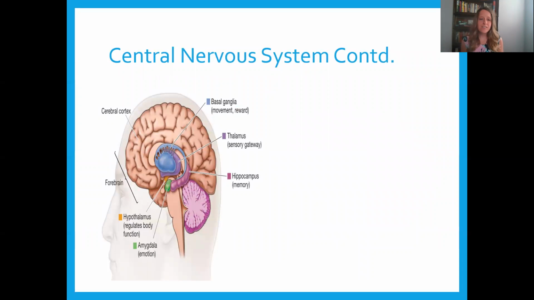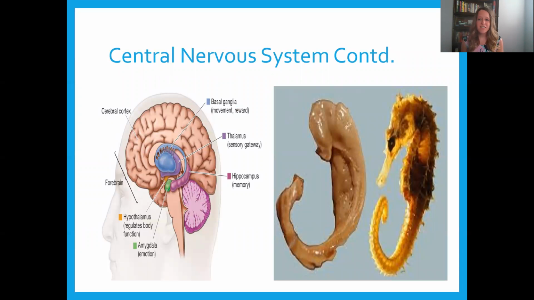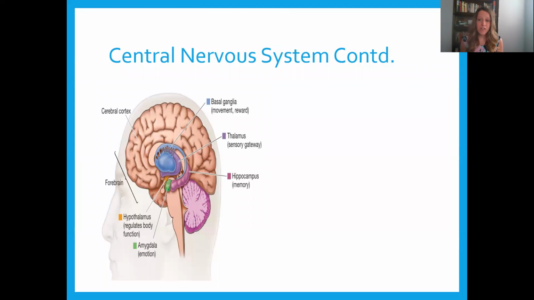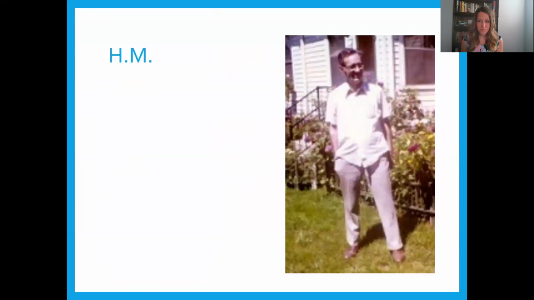We also have the subcortical region that includes the thalamus, the amygdala, the basal ganglia, and the hippocampus. The hippocampus gets its name from the Greek word for seahorse. If you extract the hippocampus, it looks like a seahorse. The hippocampus plays an important role in the formation and retrieval of long-term memories.